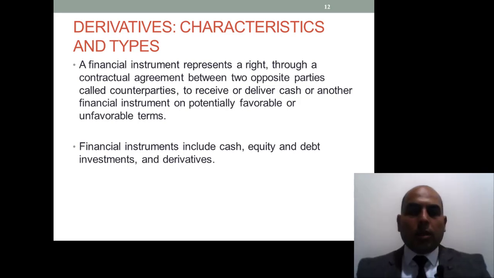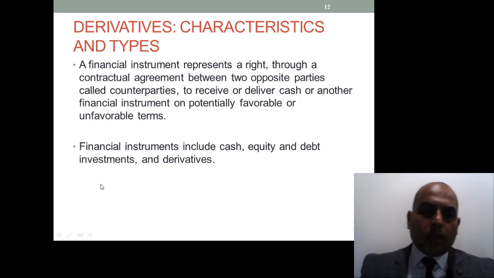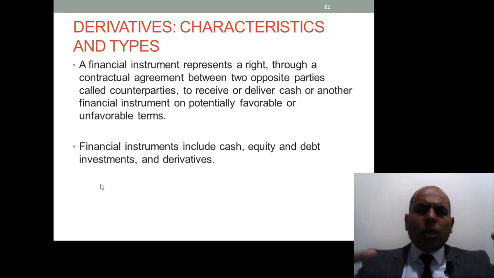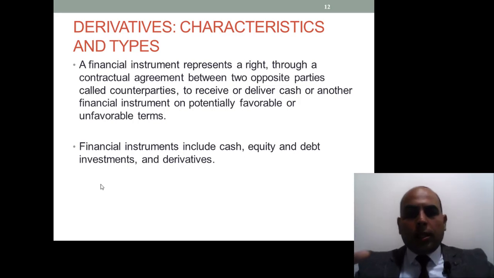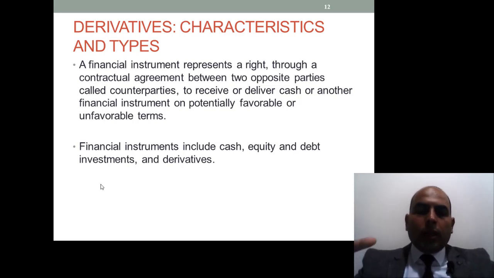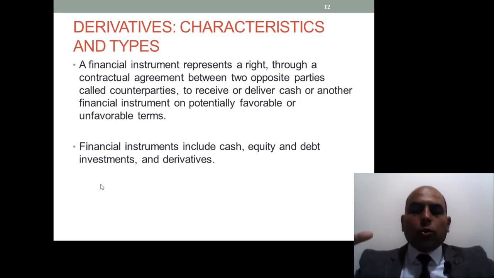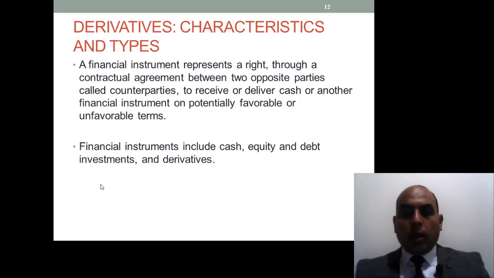This is the first part. Financial instruments include cash, equity, and debt investment, and derivatives. Now, may you agree to buy or sell currencies such as the US dollar? May you agree to sell stocks or shares? May you agree to sell goods such as corn or wheat or whatever? You can make any kind of agreement you like if you find the opposite parties who agree to sell you this product or to buy from you the product you offer.